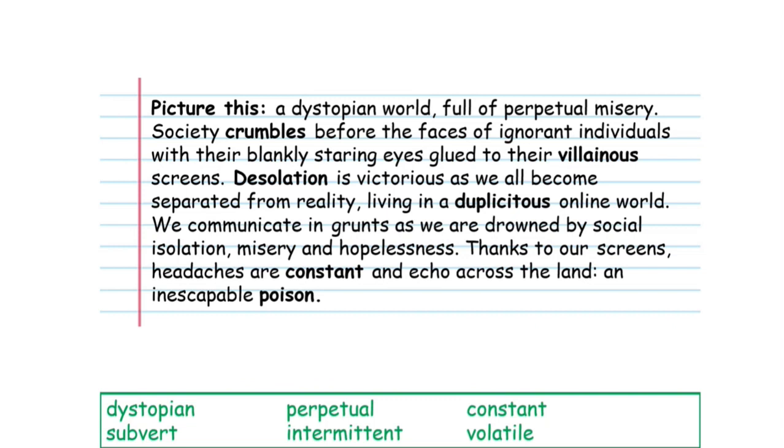So notice the key words, they will have a semantic field of dystopia there. So crumbles, desolation, duplicitous, apocalyptic is one you can use. We've used villainous and also the metaphor of poison there. Headaches are an inescapable poison because of the screens. So there's lots of ideas to depict your dystopia.